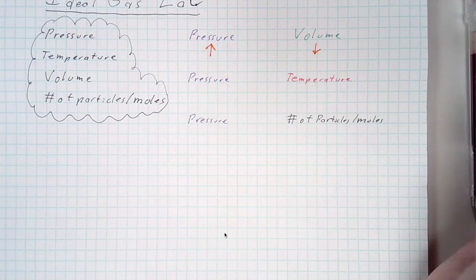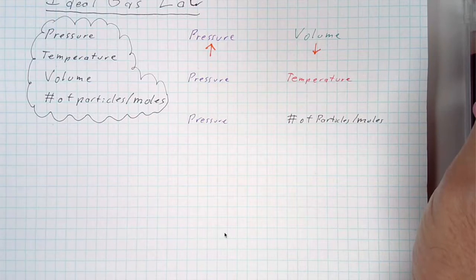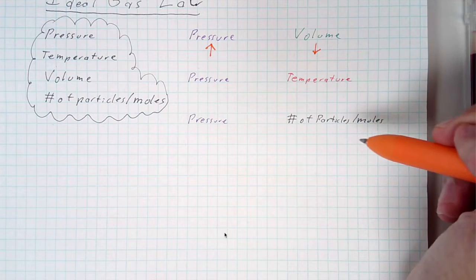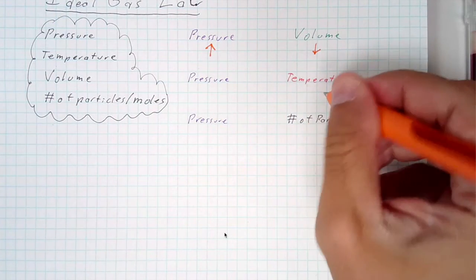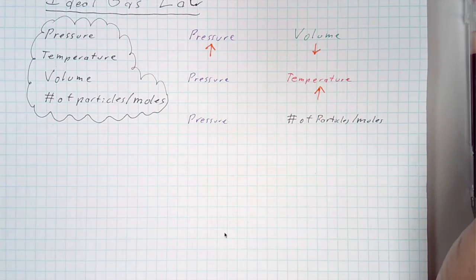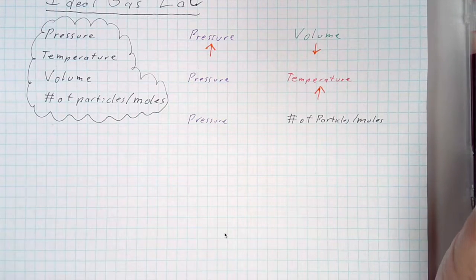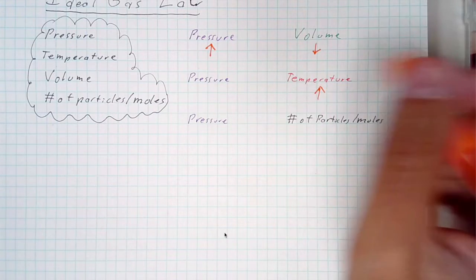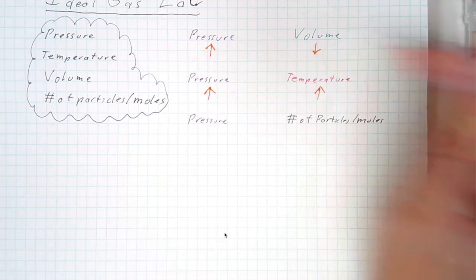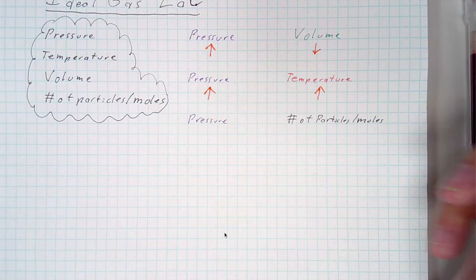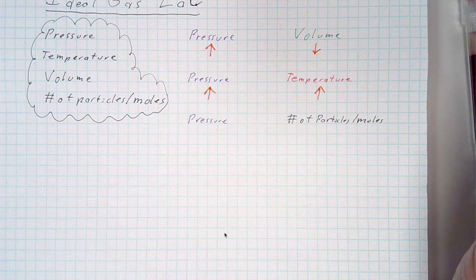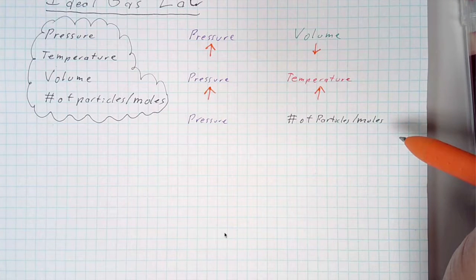Let's look at temperature. Let's say we increase the temperature of our gas, and volume remains the same, and the number of particles remains the same. If we increase the temperature of our gas, what effect does that have? If you remember, increasing the temperature increased the average kinetic energy of the gas, which created more force against the container wall. More force over the same area increases our pressure. So pressure increases as temperature increases, again assuming a fixed volume and a fixed number of particles.